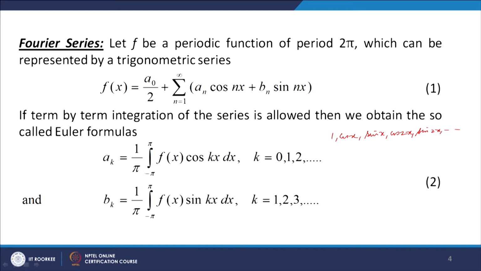So, we get aₖ, aₘ we get, and aₘ is arbitrary. So, we get aₖ = (1/π) ∫ from -π to π f(x) cos kx dx. This includes this a₀ also. So, we have k = 0, 1, 2 and so on, and these bₙ's are given by this formula, bₖ = (1/π) ∫ from -π to π f(x) sin kx dx.